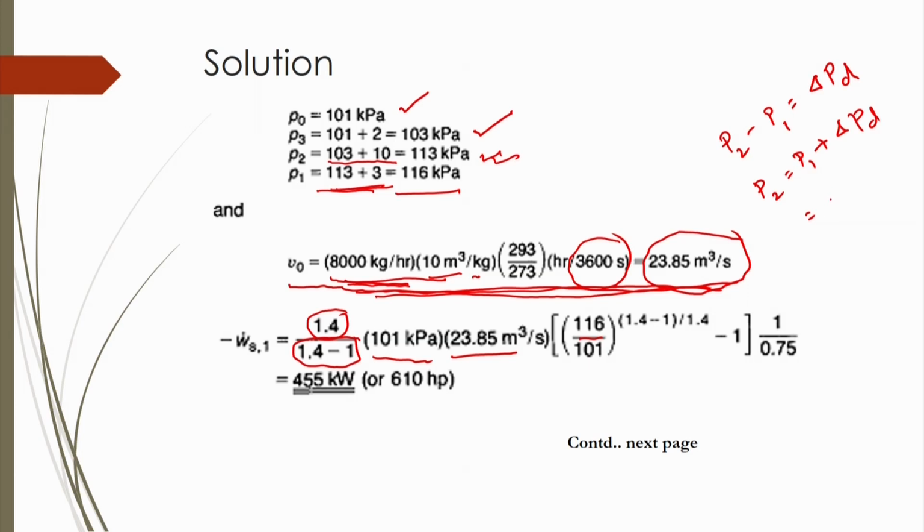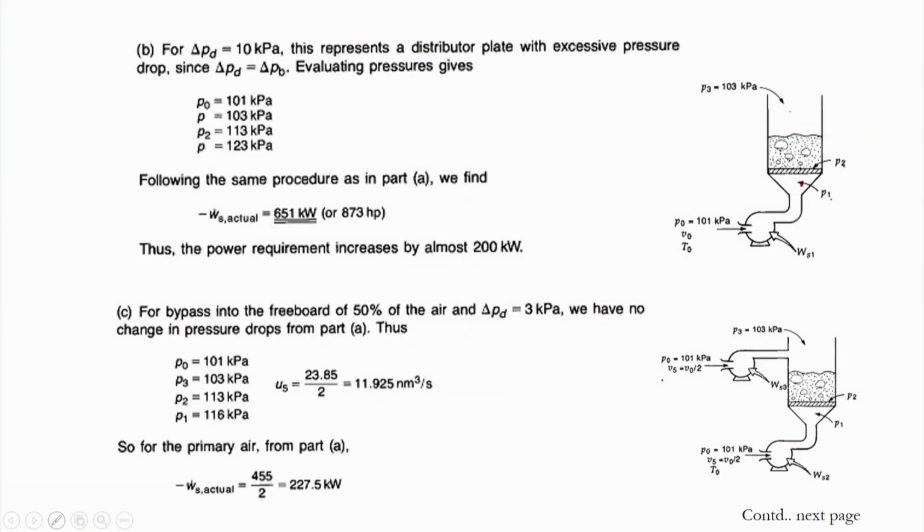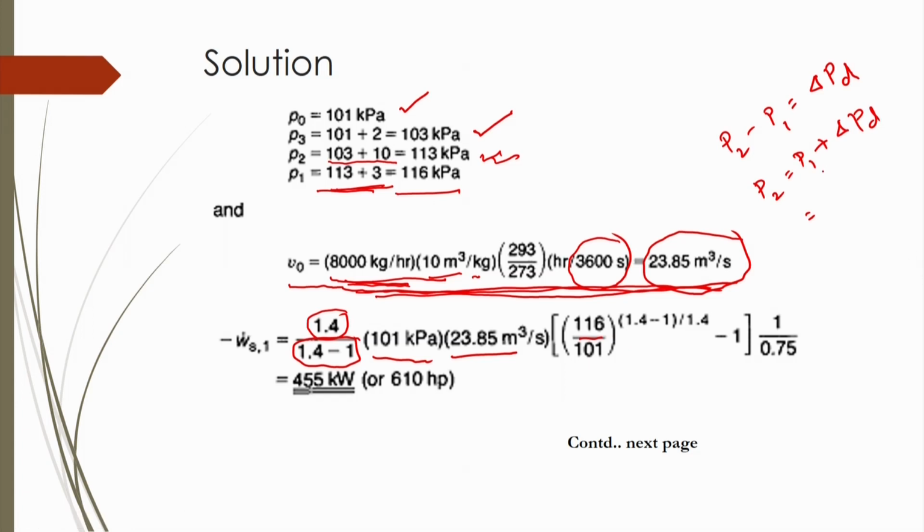P1 minus P2 is equal to delta P d, and here P2 is given to you, that is 113 plus 10, then it will be equal to 113, minus P1 plus delta P d 3. So, ultimate P1 will be equal to 116 kPa. So, in this way we know what should be the P0, what should be the P3.